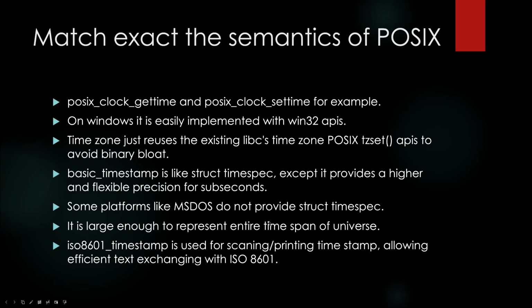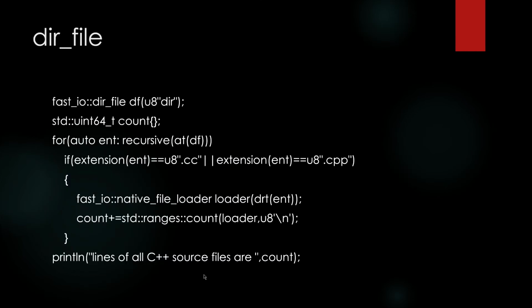Then you call the extension. They use DRT. DRT just directly converts this entry to the native file loader. You don't actually need to rewrite twice. It's basically making file loading, opening the file, much easier. Then we can just use string ranges to count all the newlines in the loader. Then we see the lines of all the C++ source files. So it's very simple. We can just use that to count it.